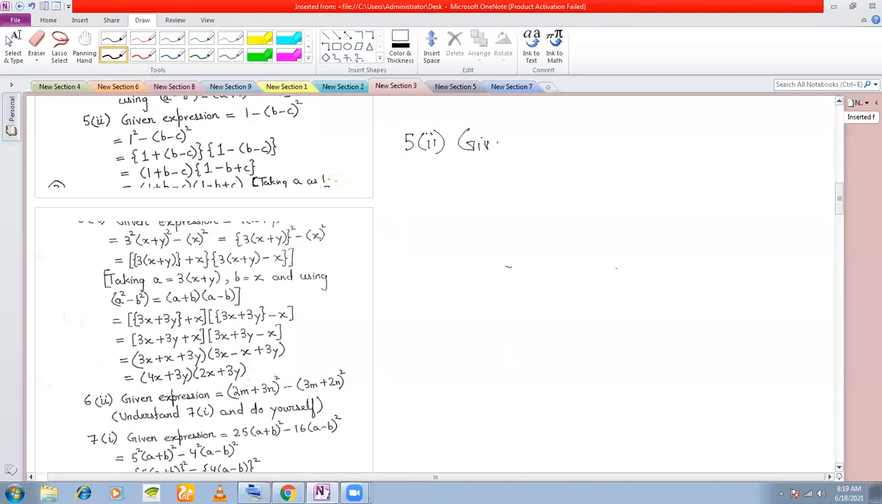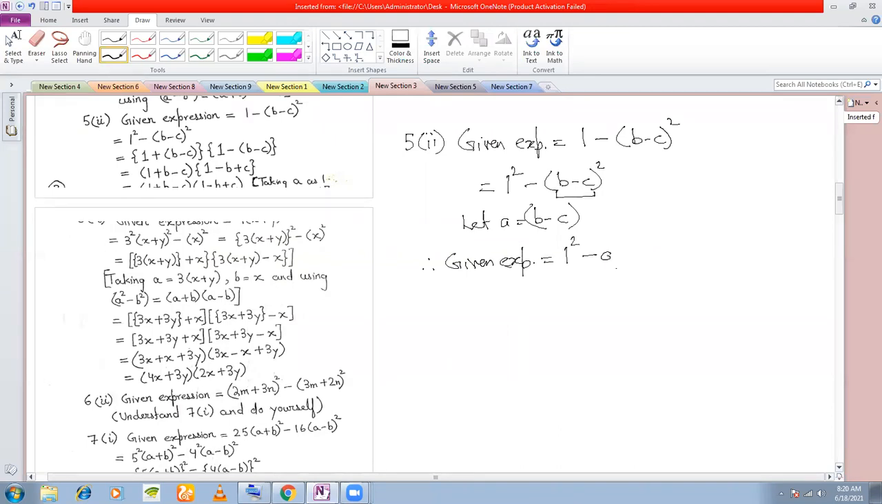Given expression is 1 minus (b - c) whole square. You see, 1 is a perfect square, can be written as 1 square minus (b - c) whole square. Now, if I say let a is equal to b minus c, therefore now our given expression becomes 1 square, and this part we have taken as a. So now this is a difference of two squares, 1 square minus a square. So (1 + a) into (1 - a).